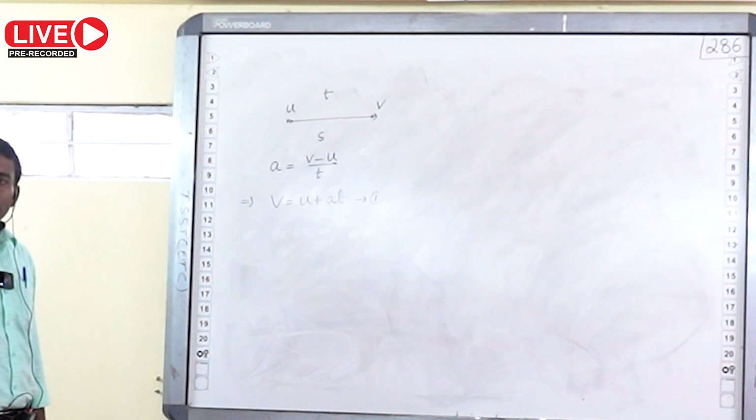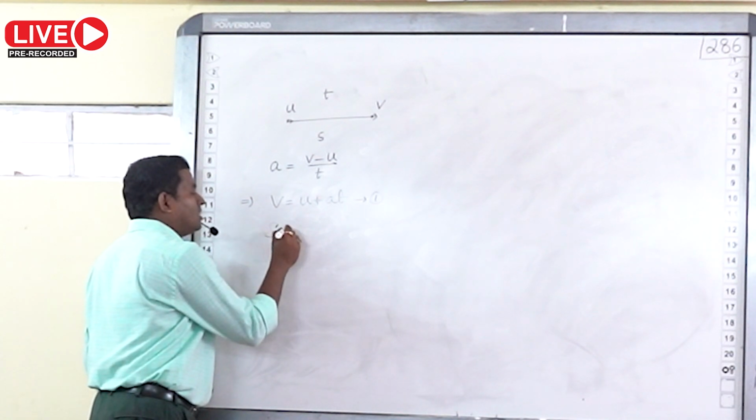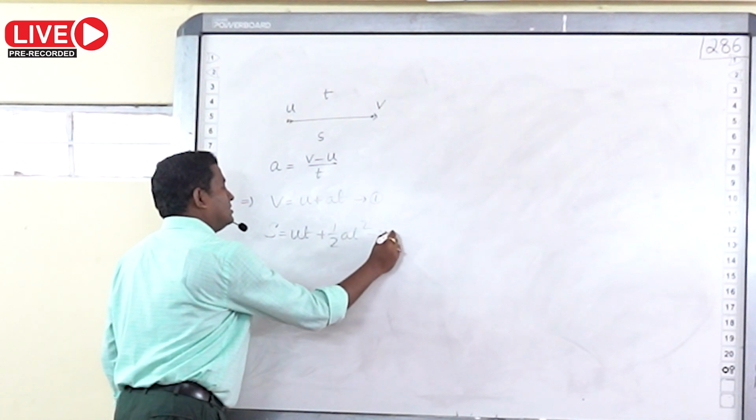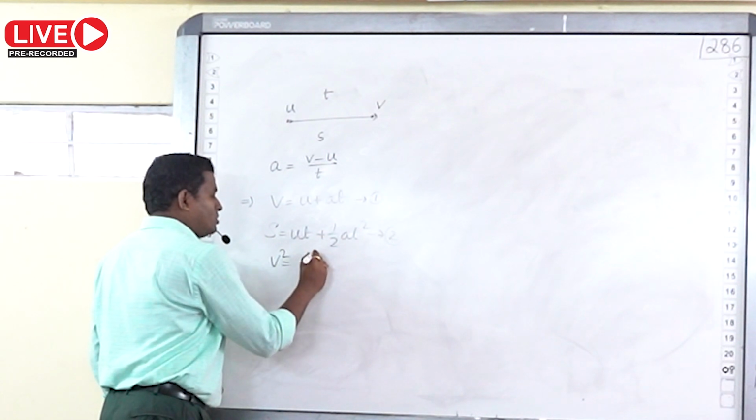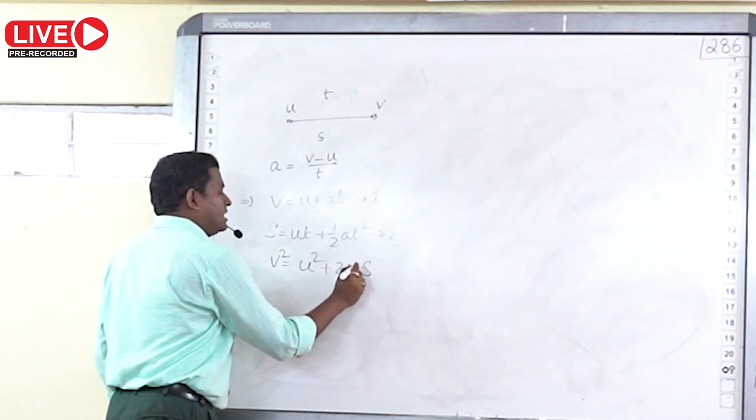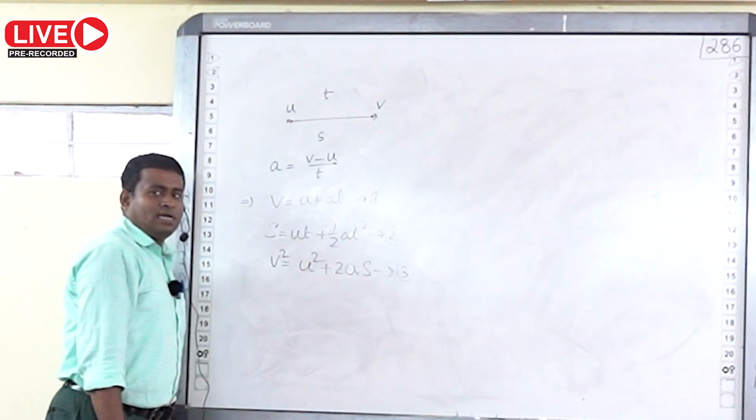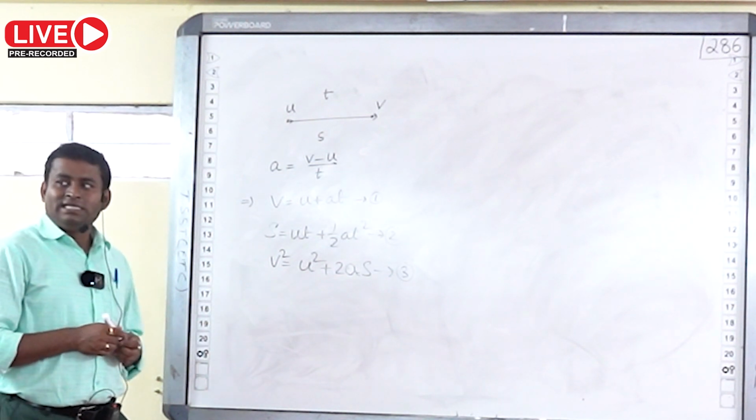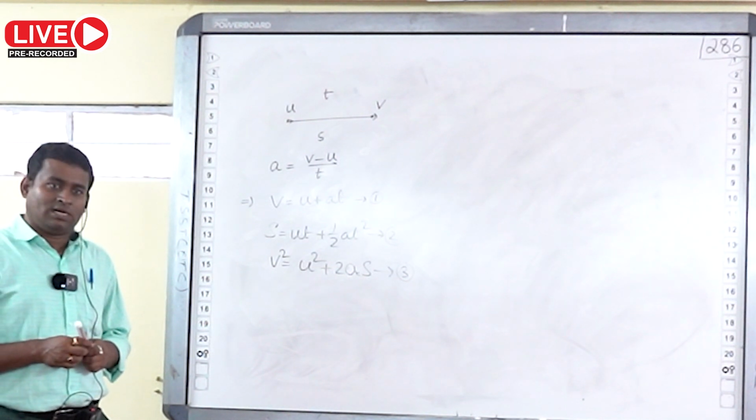Similarly, we can derive how many equations? Two other equations. One is s equal to ut plus half at square, then v square equal to u square plus 2as. Any other equation? Distance traveled by the particle in the nth second of the motion.